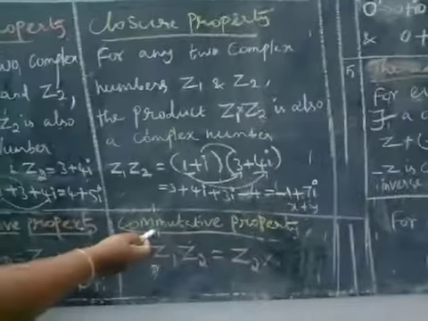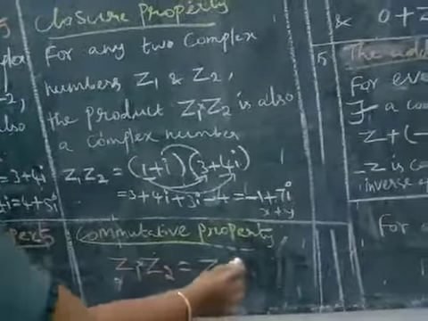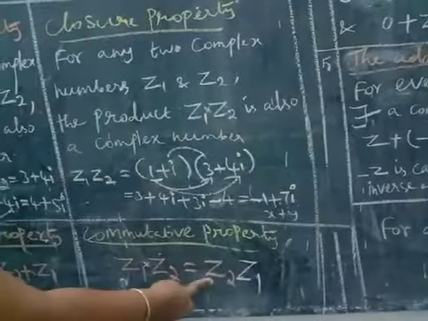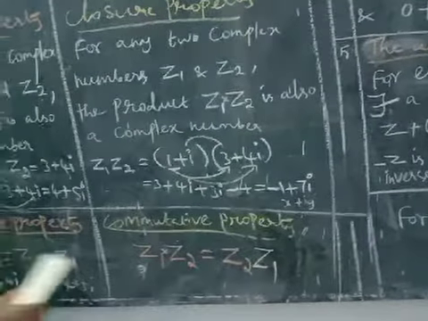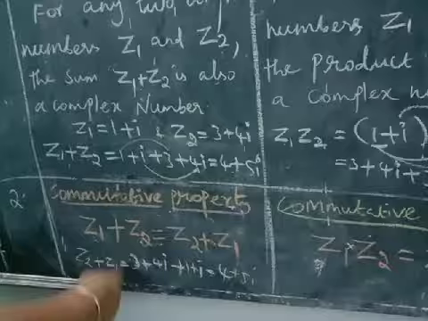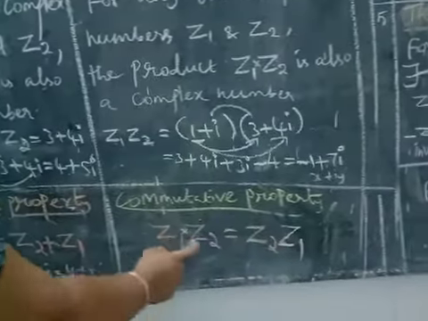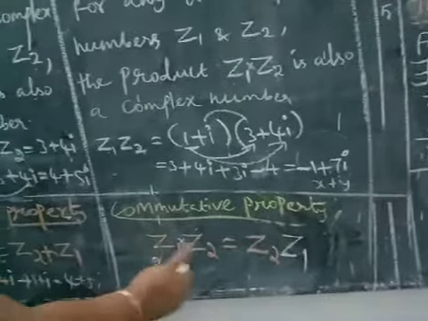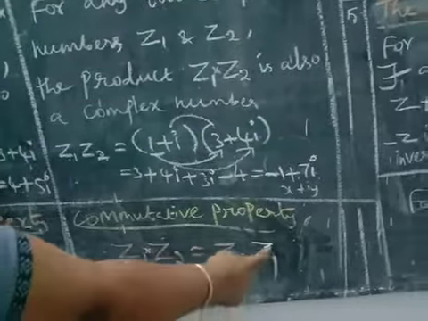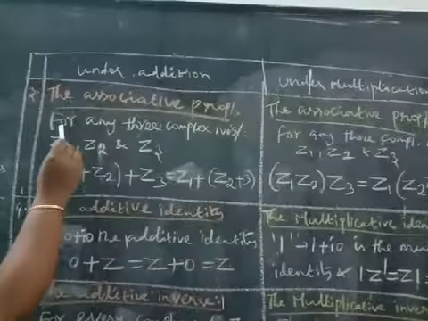Similarly, the commutative property under multiplication is z1 into z2 is equal to z2 into z1. Okay, so this is called the commutative property under addition, and this is under multiplication. See, addition means insert a plus sign between two complex numbers. Multiplication means insert a multiplication symbol between two complex numbers. It's always z1 into z2 equal to z2 into z1. Then associative property. See, for associative property we need three complex numbers.